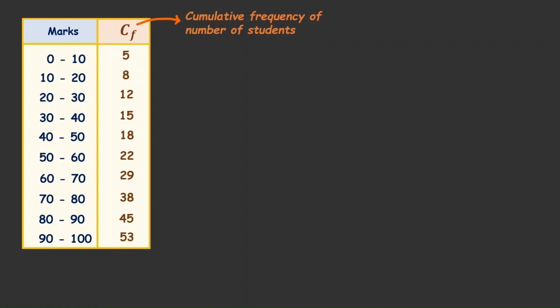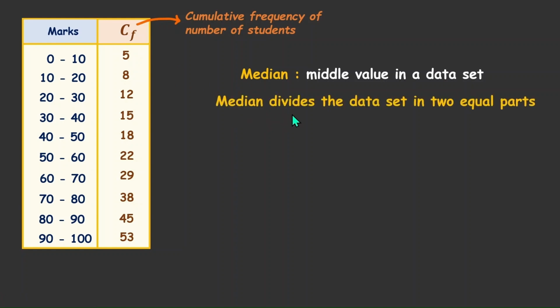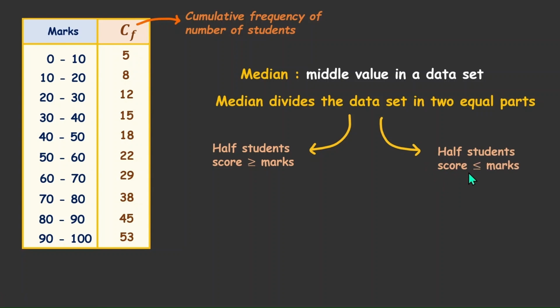So now let's understand what the median is. The median is defined as the middle value in a data set. What the median does is it divides the data set into two equal parts, such that half of the people would score greater than or equal to the median marks, and the other half would score less than or equal to the median marks. It divides the dataset into exact halves.